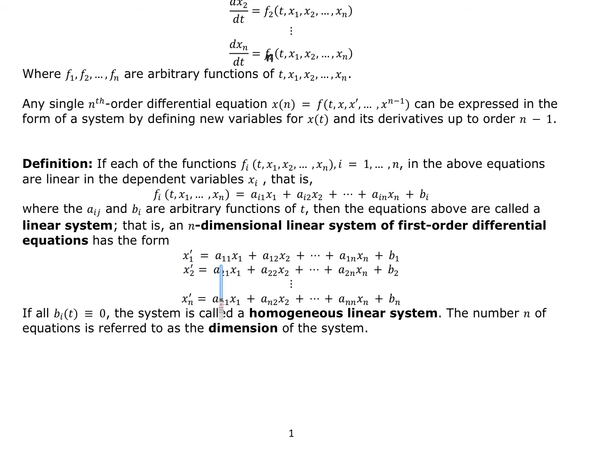x sub 1 prime is equal to a11 x1 plus a12 x2, all the way up to a sub 1n x sub n plus b1, x sub 2 prime is a21, and of course this looks like, I don't know about you all, but this looks like a11, a22, and all that looks like the positions in a matrix, where these of course would be our coefficients. If b sub i of t is all equal to 0, then this is a homogeneous linear system, and the number n of equations is referred to as the dimension of the system.